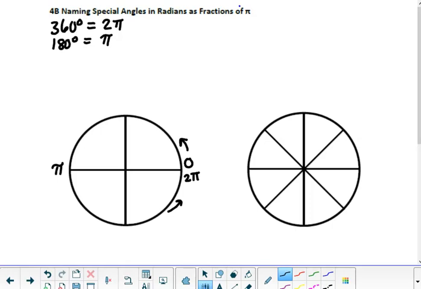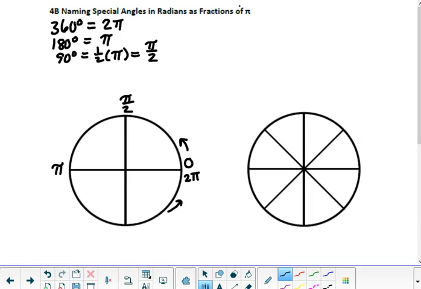Half of 180 is 90. So 90 is 1/2 of pi, or as we more typically call it, pi over 2. So this is pi over 2 radians. These are important ones to remember. 180 is pi, 90 is pi over 2.